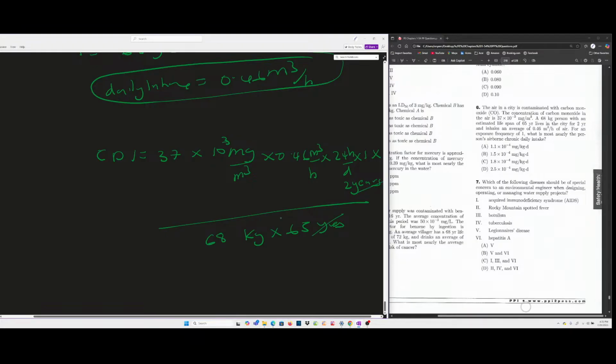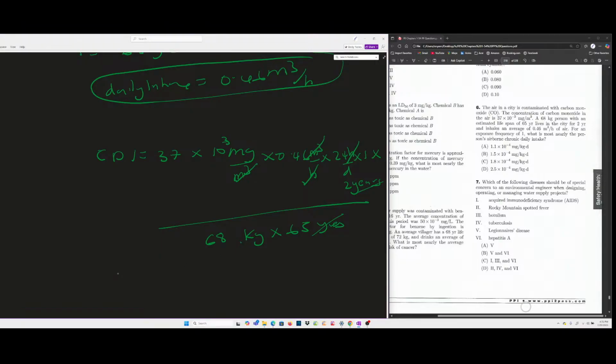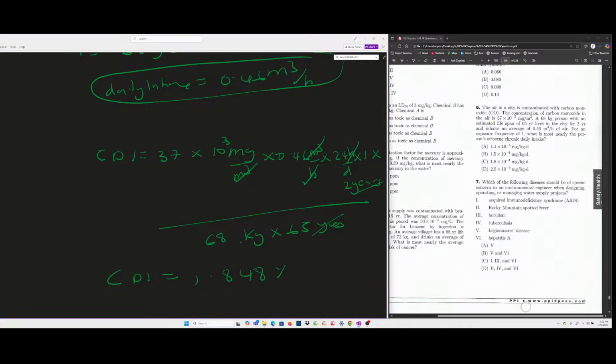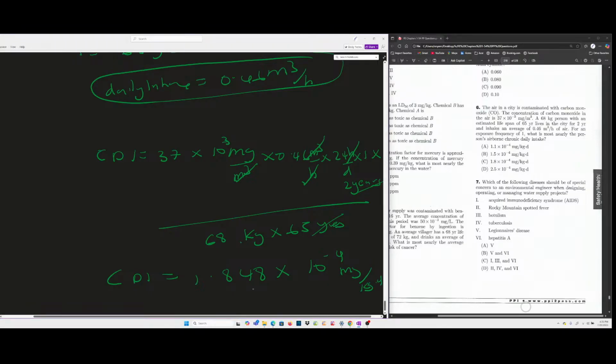So this cancels, this kilograms cancel nothing. Hours cancels hours. We are left with days. Meter cube cancels meter cube. So once we do all these, we're going to have our CDI as 1.84 multiplied by 10 raised to the power negative 4 kilograms per day. So our answer is equal to C.